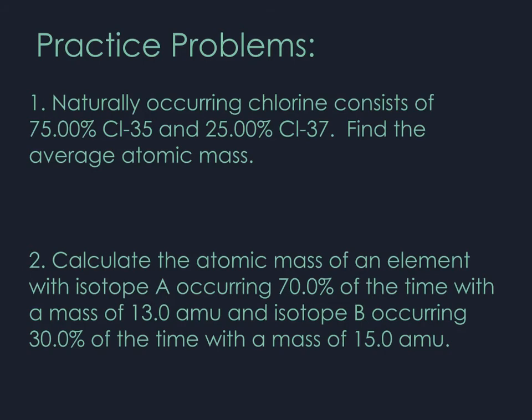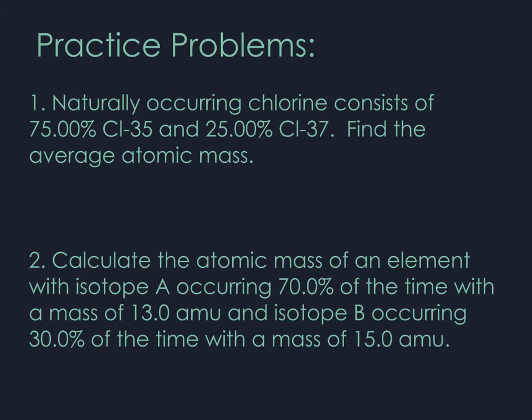Okay, for these two, I'm going to do the first one, and then I'm going to ask you guys to run through the second one on your own, okay? And then I'll put the answer down here as well. So for the first one, it says naturally occurring chlorine consists of 75% chlorine-35 and 25% chlorine-37. Well, we're not actually given detailed masses here, but we're going to just use the mass numbers that we have, okay?